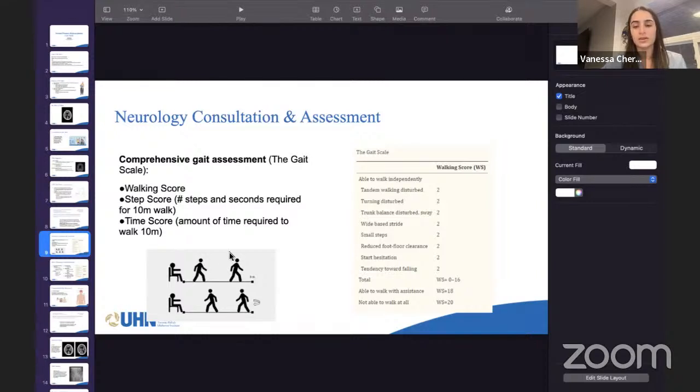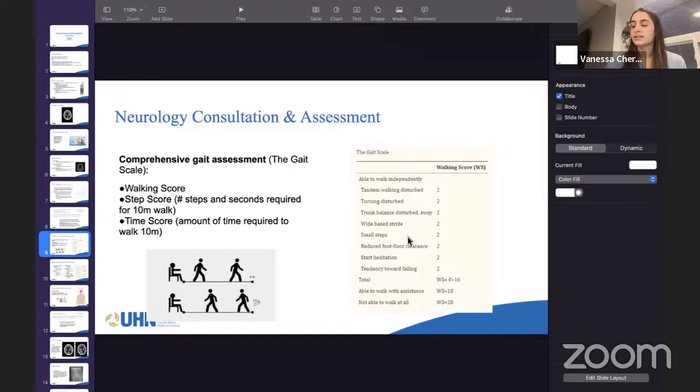There's the walking score, which as shown on the table to the right has many different features. I won't list them all, but they're here. So disturbed turning, wide base stride, reduced foot clearance, tendency towards falling. And then the other component is the step score, so how many steps it takes for a 10 meter walk. And then the last component is the timed score, so the amount of time required to walk 10 meters.